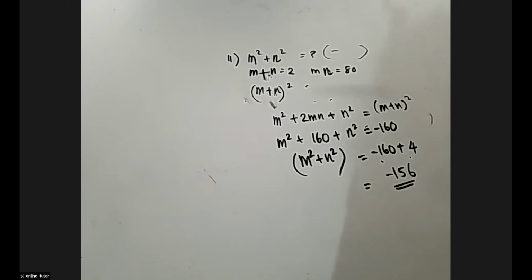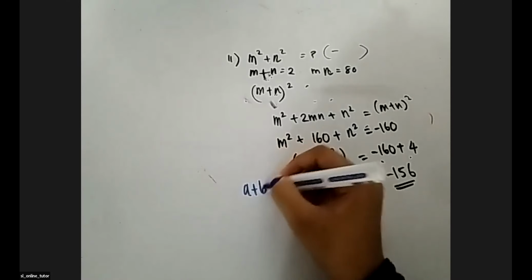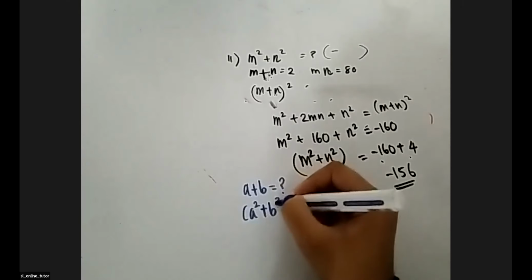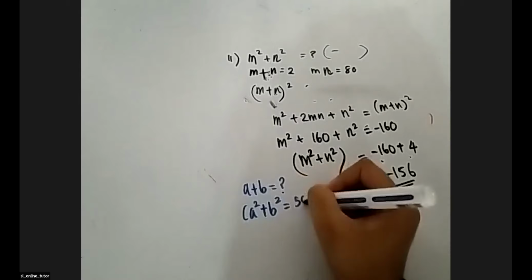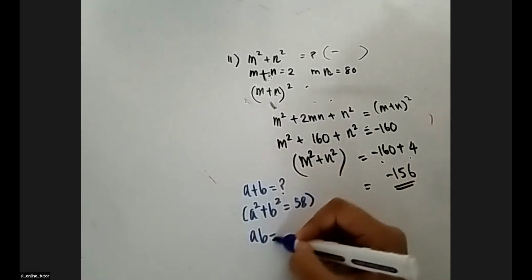Okay, what is the answer for the third one? They have given a squared plus b squared and ab values. They're asking to find the a plus b value, the other way around. Who can explain the answer for that one? You should find out a plus b only. a squared plus b squared is equal to 58. Then ab is equal to 21.